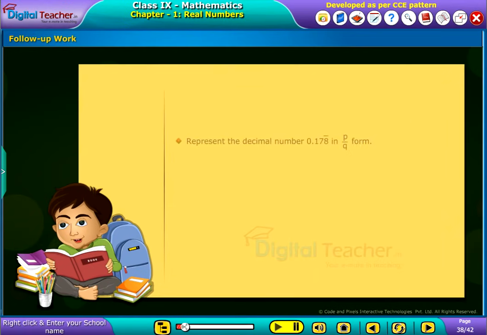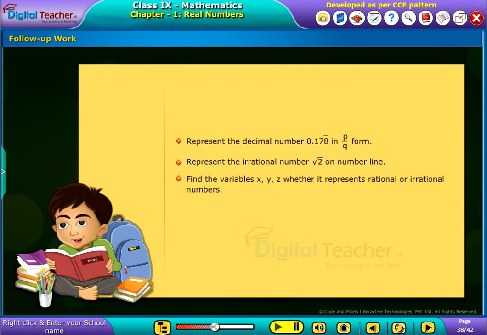Follow-up work. Represent the decimal number 0.178 bar in p by q form. Represent the irrational number root 2 on the number line. Find whether the variables x, y, z represent rational or irrational numbers. 1. X cube equal to 8. 2. Y square equal to 16. 3. Z cube equal to 0.08.